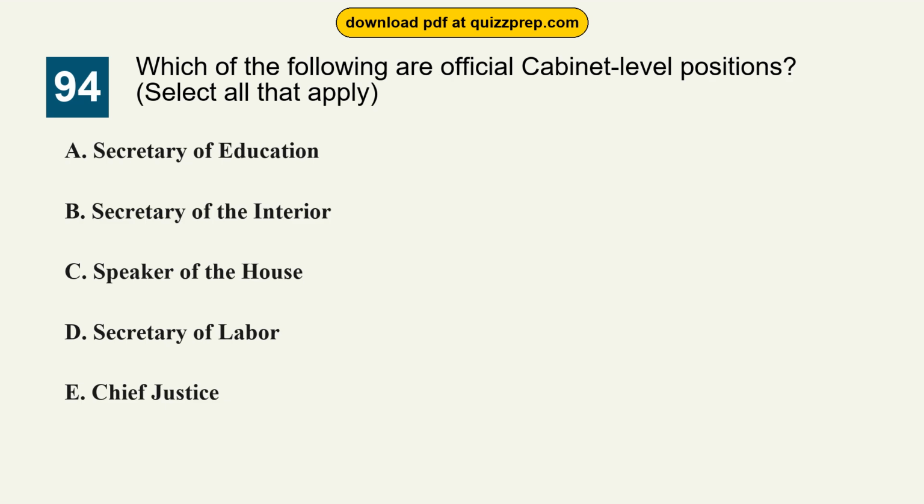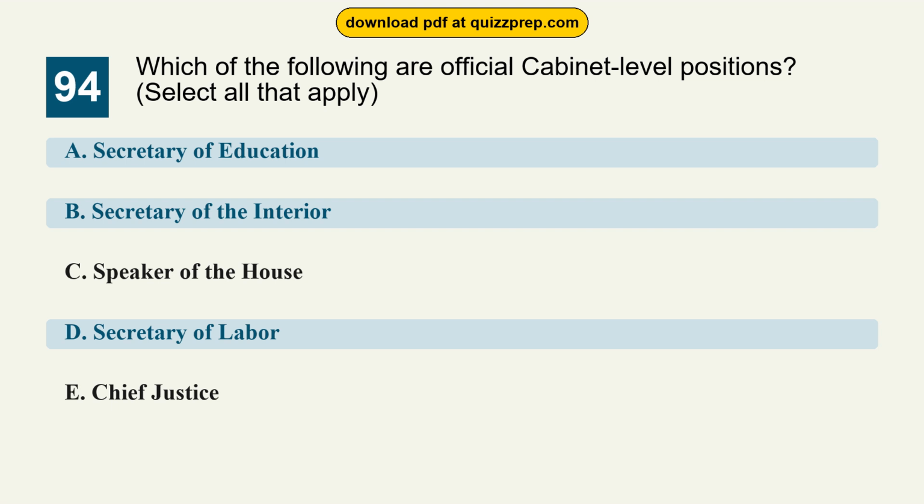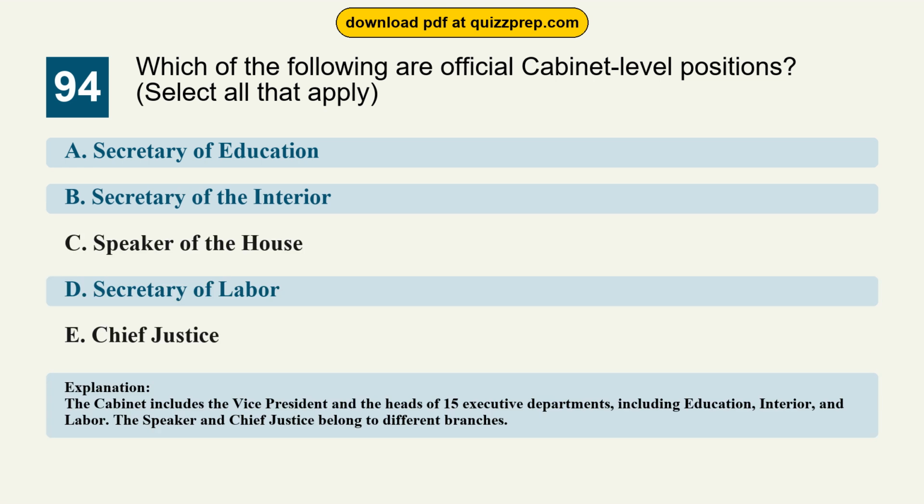Question 94. Which of the following are official cabinet-level positions? Option A. Secretary of Education. Option B. Secretary of the Interior. Option C. Speaker of the House. Option D. Secretary of Labor. Option E. Chief Justice. The correct answers are options A and B and D. Secretary of Education, Secretary of the Interior, Secretary of Labor. The cabinet includes the vice president and the heads of 15 executive departments, including Education, Interior, and Labor. The Speaker and Chief Justice belong to different branches.